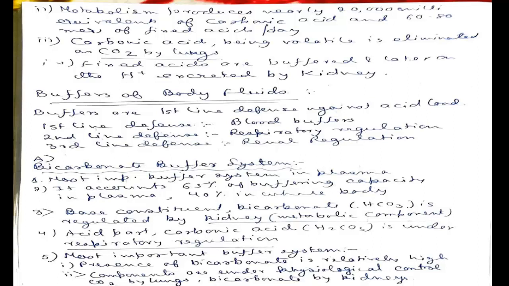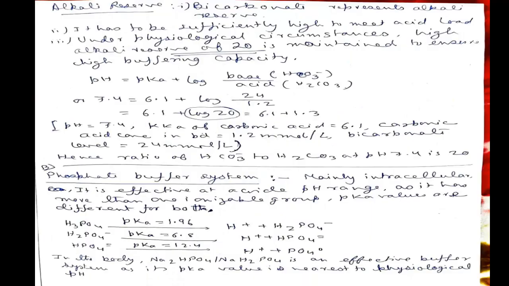The most important buffer system is this bicarbonate buffer system. The presence of bicarbonate is relatively high. Components are under physiological control: carbon dioxide by lungs, bicarbonate by kidney. Now, what is alkali reserve? Bicarbonate represents the alkali reserve. It has to be sufficiently high to meet this acid load. Under physiological circumstances, alkali reserve is 20, and it is important to maintain the high buffering capacity.